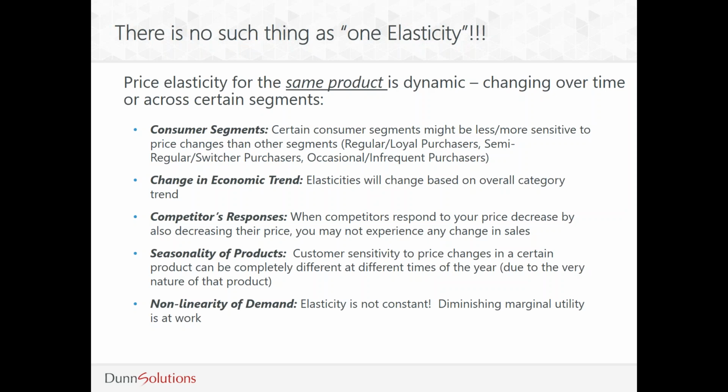And the other big one is really the seasonality of the product itself. So customer sensitivity to price changes for a certain product can be completely different at different times of the year. So for example, I might be more price insensitive right now for Christmas ornaments, meaning that even if you raise the price a little bit, I might still buy it because it's Christmas, whereas in January, you might have to lower your price substantially for me to buy Christmas ornaments.